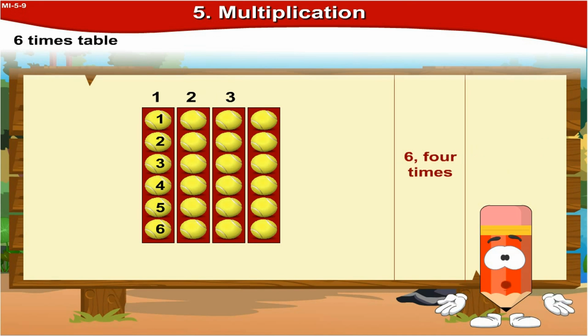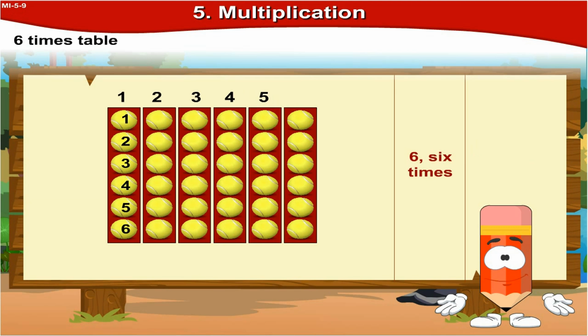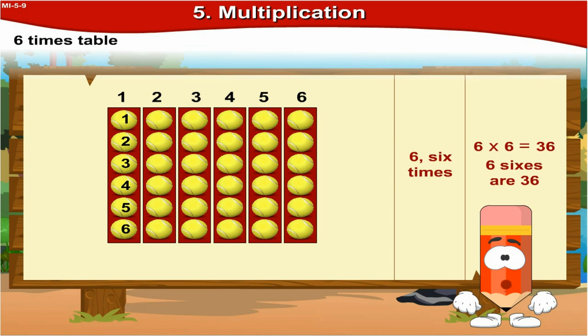Column of 6 dots has come 4 times. So 6 multiplied by 4 is 24. 6 fours are 24. 6, 5 times. So 6 multiplied by 5 is equal to 30. 6 fives are 30. 6, 6 times. So 6 multiplied by 6 is equal to 36. 6 sixes are 36.